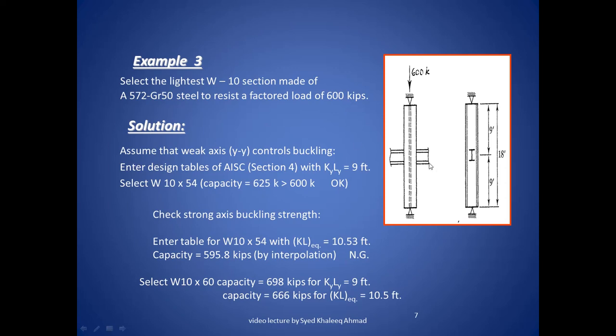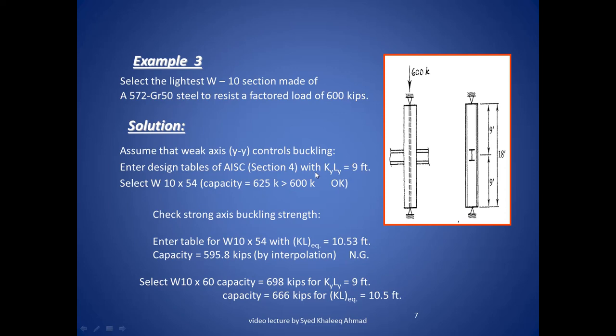Now in this case, you can see this situation. Assume that the weak axis controls the buckling, that is your y-axis. So enter the design table of AISC with KyLy equal to 9 foot, because here we have these values according to the y-axis. So 9 foot is the effective length. Then select W10 by 54 with a capacity of 625 kips, which is greater than the load.